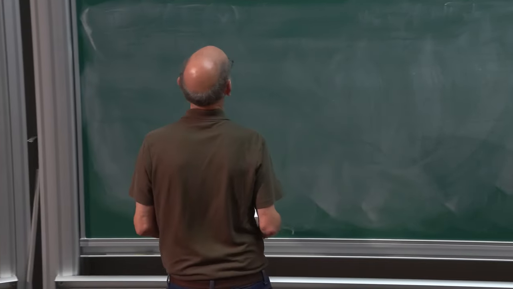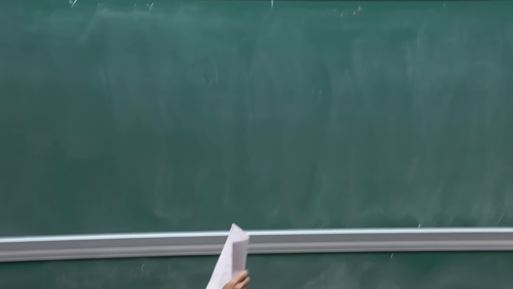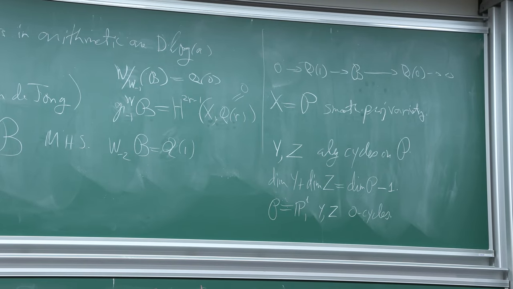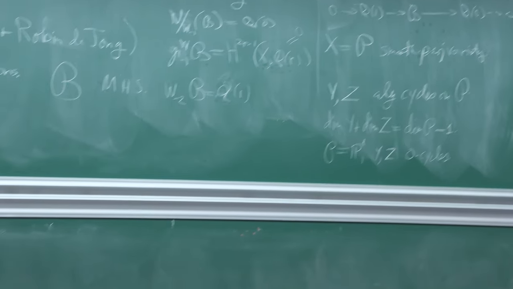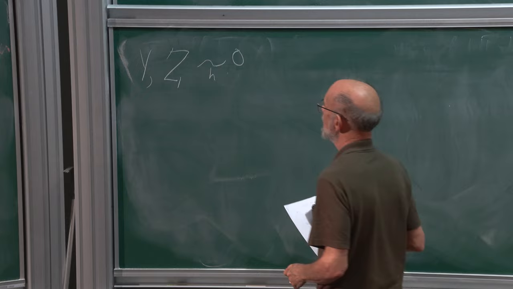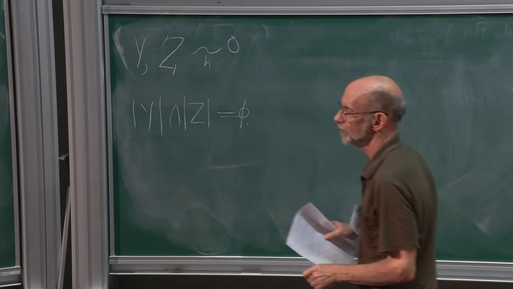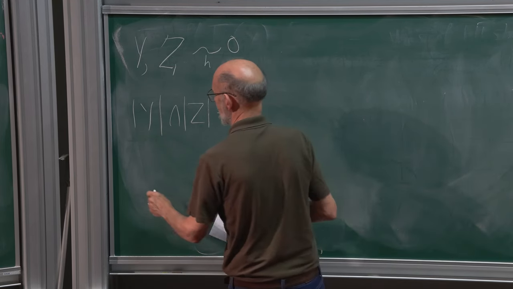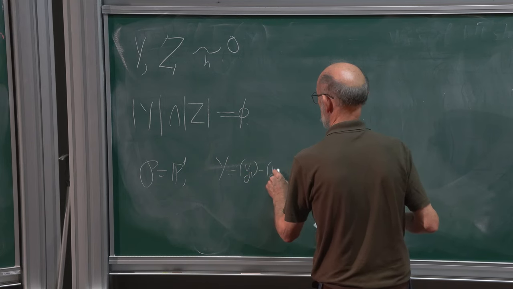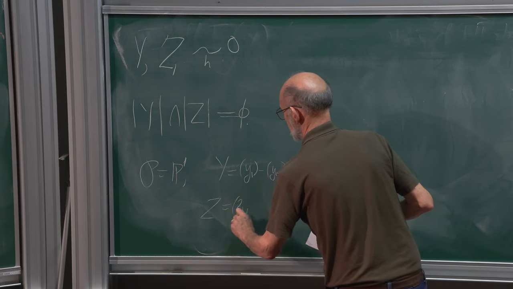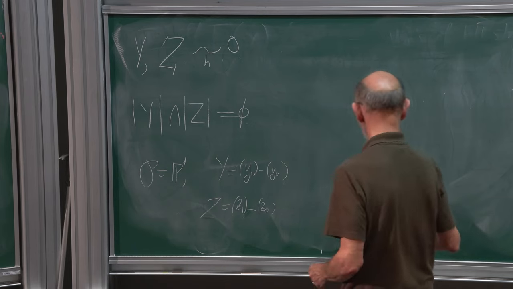So I give myself these cycles Y and Z, whose dimensions sum up to one less than the dimension of the ambient variety. I want to assume some other things. First of all, I want to assume that Y and Z are homologically equivalent to 0. That's the second assumption. And I also want to assume that the supports of Y and Z are disjoint. So the stupid case to keep in mind is take P equals P1 and take Y equals Y1 minus Y0 and take Z equal to Z1 minus Z0. But you can take much richer things than that.